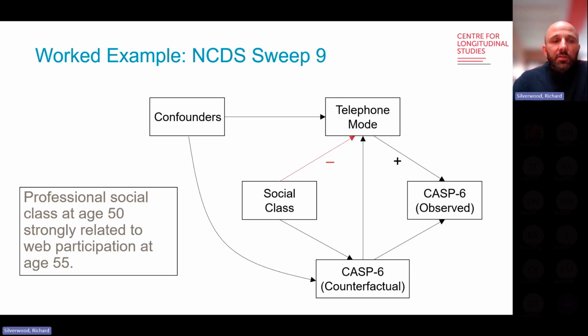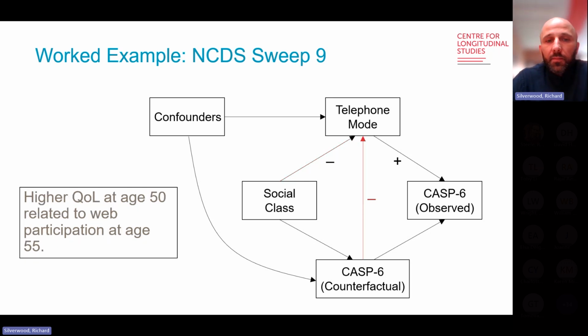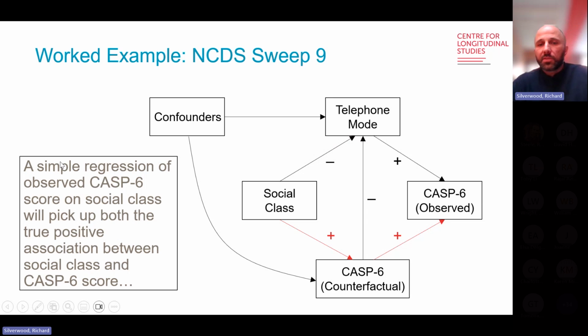There's evidence that professional social class is strongly related to web participation. So this is the red highlighted arc here. A higher social class makes you less likely to have participated by telephone mode, so that's a negative direction to that arc. And there is also evidence that higher quality of life is related to a higher level of web participation at age 55. So that's the red highlighted arc there that would have a negative sign.